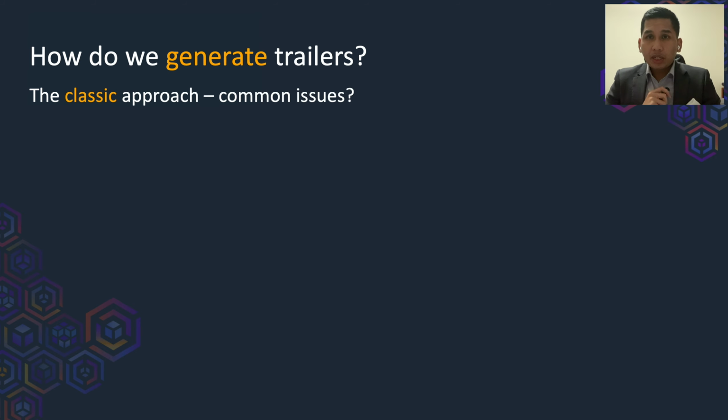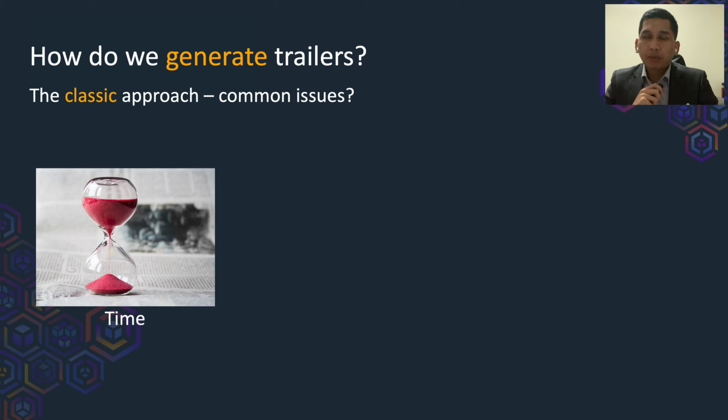But what can be an issue here? The first big problem is time. Can you imagine? We have around 5,000 new cars every day, and let's say an average time for a video editor to create a trailer is 15 minutes. 15 minutes times 5,000 is 22,500 minutes or 375 hours. That's the time they spend for only creating trailers for 1 day worth of new cars.